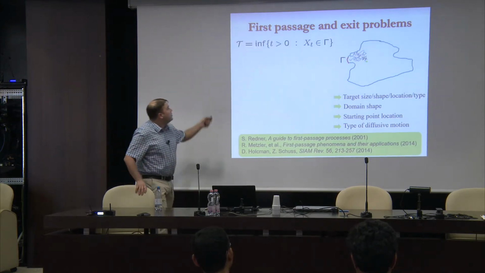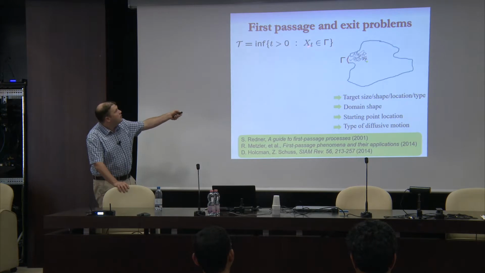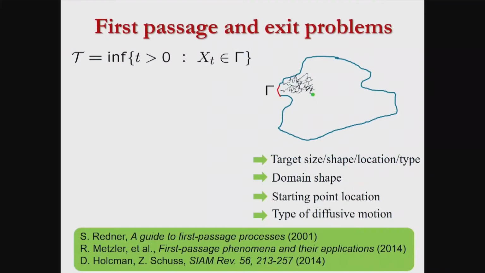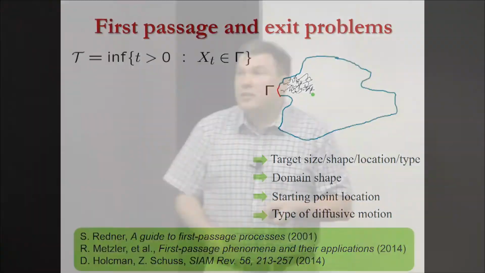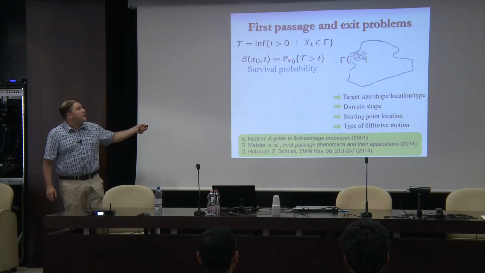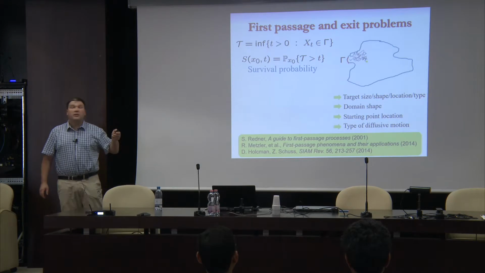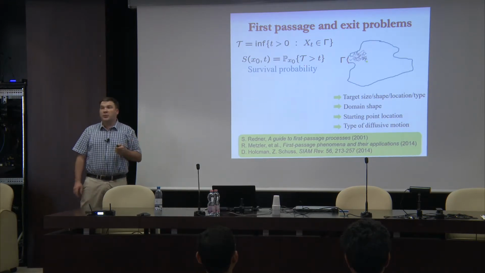So again, in mathematical terms, we're interested in these quantities. x of t is a given stochastic process, and we'd like to know the first time when it arrives onto the subset of the boundary gamma. This random variable is characterized by the probability density function or by the cumulative distribution, or equivalently, you can characterize it by the survival probability, the probability that the particle has not found the target up to time t.